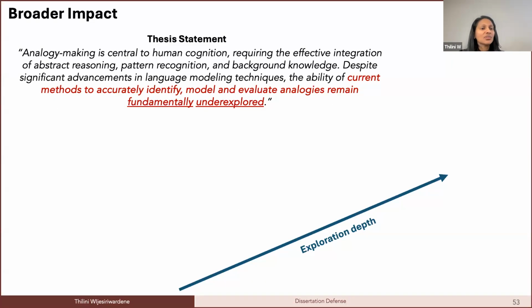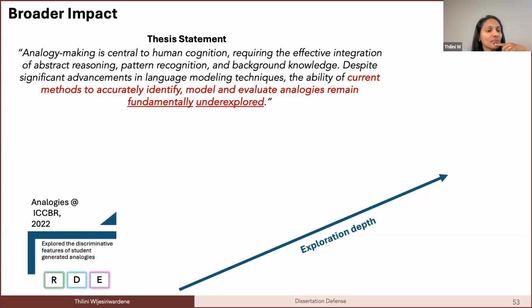Okay, I just want to connect everything here in my broad impact. So there's this hanging arrow, but bear with me. So in the very beginning of my thesis statement, I talked about that the ability of these current methods to accurately identify, model, and evaluate analogies remains fundamentally underexplored. So in my thesis, I try to bridge that gap and explore different areas of analogy making to actually bridge the gap.